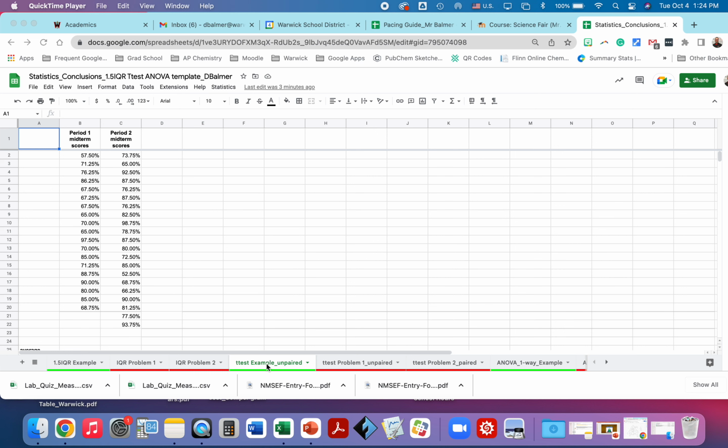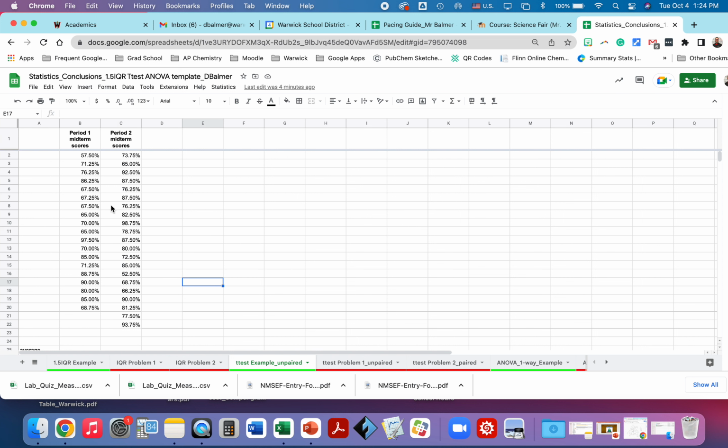All right, in this test, we're going to be doing a t-test, or sometimes it's called the student's t-test. It was basically invented to help us determine if there's a significant difference between two groups. So you can see in group number one, I have my period one midterm scores. And in period two, or column C, I have my period two midterm scores.